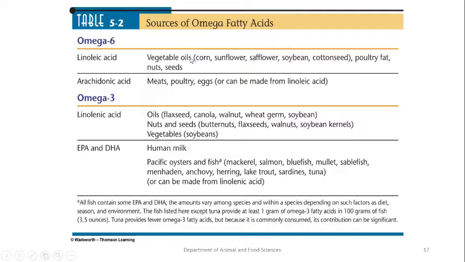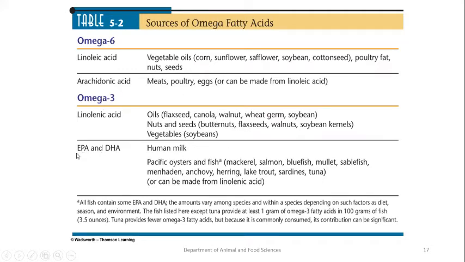And here you can see sources of omega fatty acids: omega-6 linoleic acid and arachidonic acid. Vegetable oils like corn oil, sunflower, safflower, soybean, cottonseed, poultry fat, nuts and seeds are good sources of linoleic acid, and meats, poultry, egg, and animal fats are good sources of arachidonic acid. And omega-3 fatty acids, linolenic acid: oils like flaxseed, canola, walnut, wheat germ, soybean, nuts and seeds, and vegetable soybeans are good sources of omega-3 fatty acids.